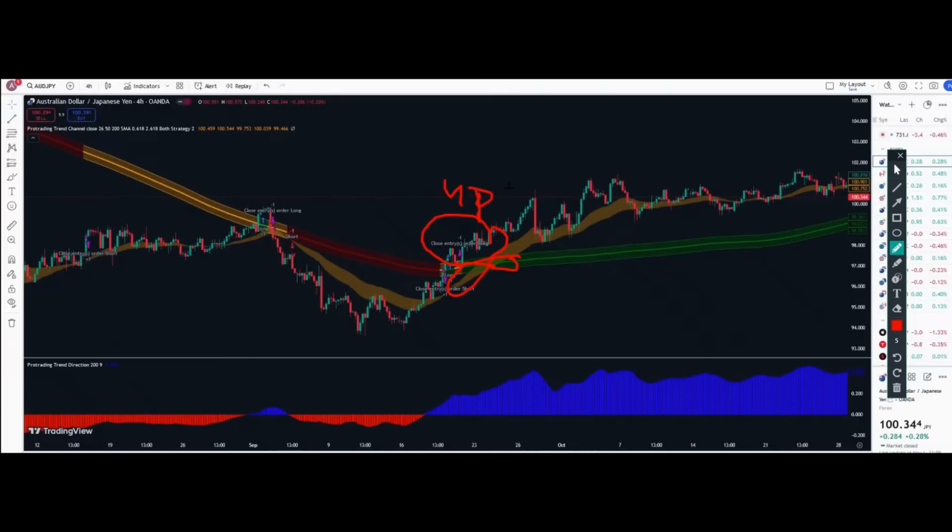So once you are in an uptrend, as shown on the chart, then you go to the lower part, which is the pro trading trend direction. You can see that the histogram has changed from red, which is down, to blue. So this is telling us that at this moment we have momentum for a buy trade. So once you have these two confirming, all you need is to open your buy trade.